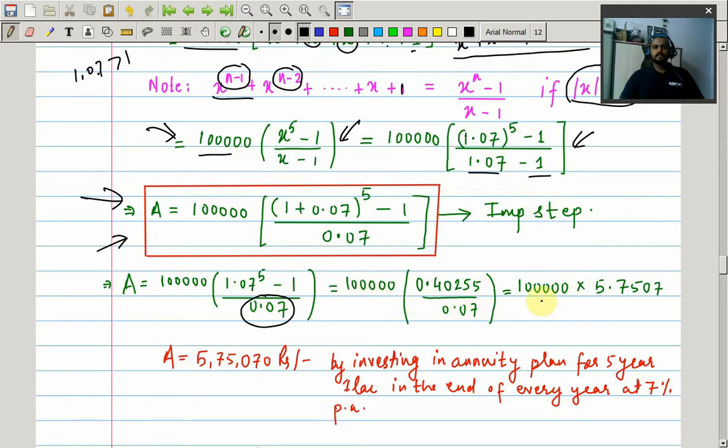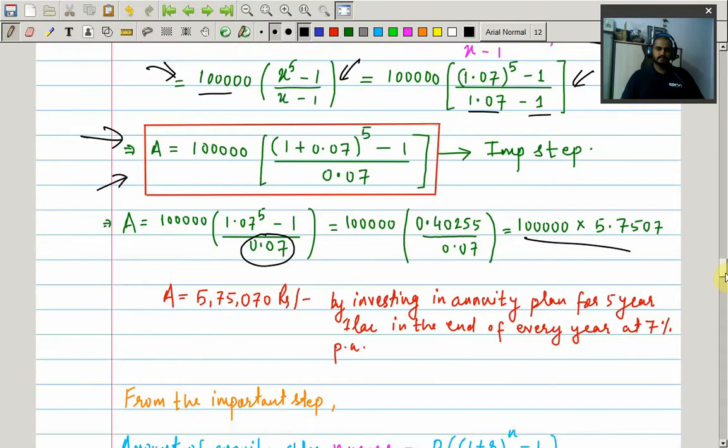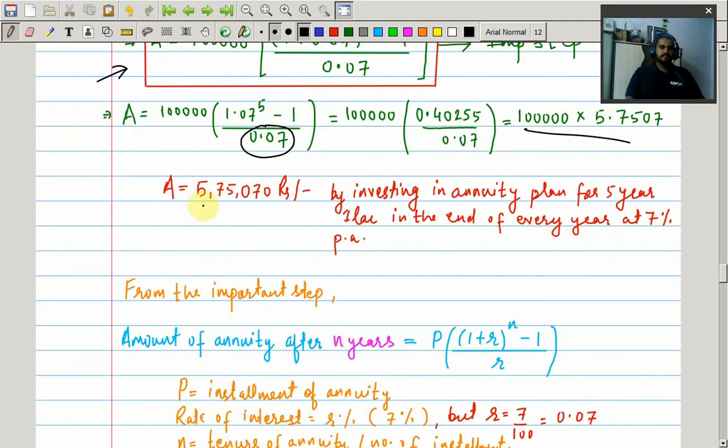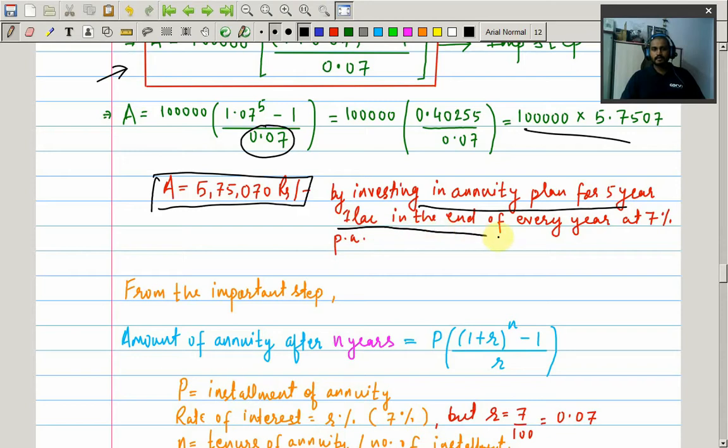Just do the calculation, you will get it. Please use non-scientific calculators. So the final amount is 5,75,070 rupees by investing in an annuity plan for 5 years, 1 lakh at the end of every year at 7% per annum. If you keep that 1 lakh for 5 years with you, you will be left with only 5 lakhs in your hand. So here you have 75,000 more.